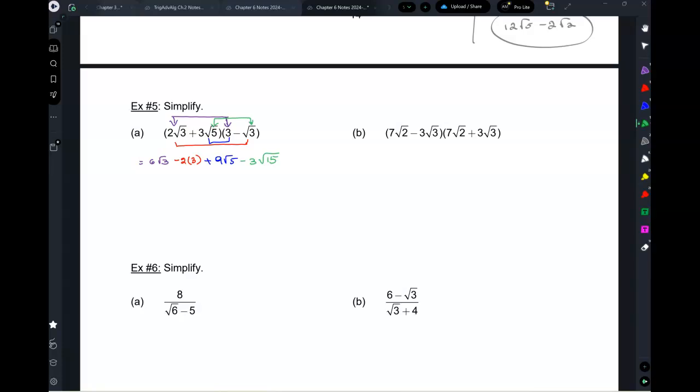Okay, so here, let's simplify. So 6 root 3, there are no common terms here, right? Minus 6 plus 9 root 5 minus 3 root 15.